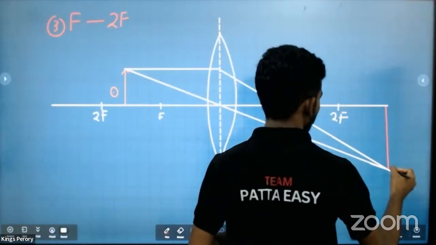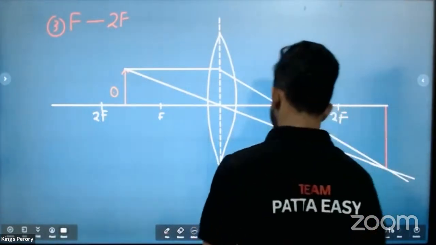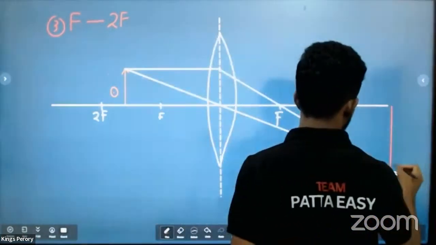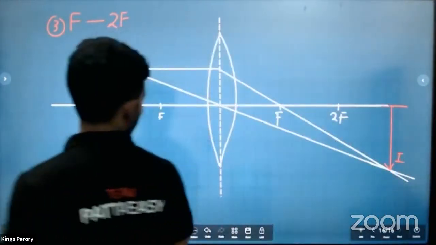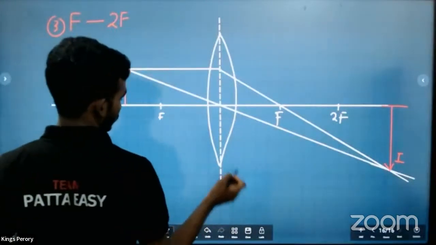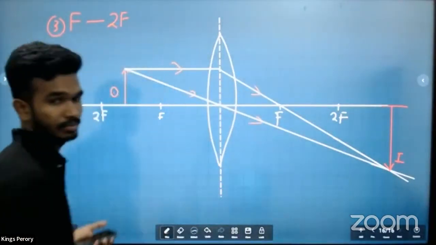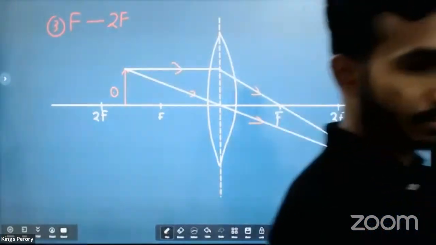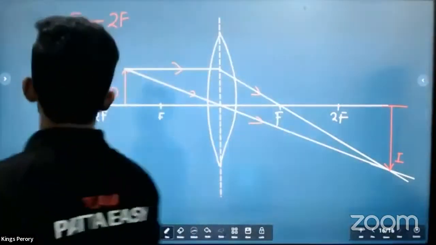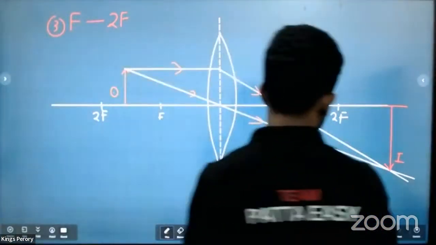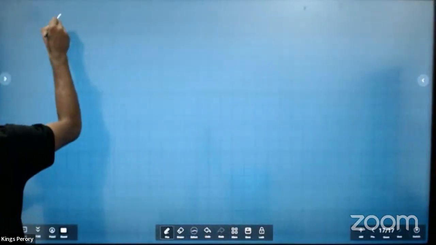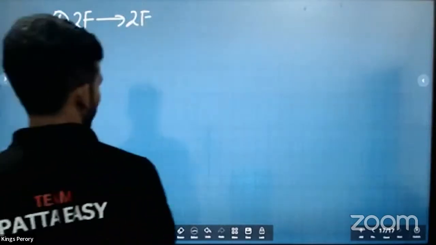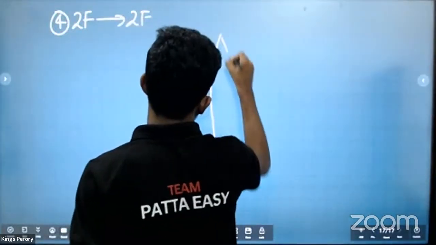That is your image point. If I draw, that is the image, that is the object. Don't forget the arrows. Now it becomes bold, no? That's the same thing now gets repeated. For object at 2F, the image also at 2F, the opposite thing, 2F, 2F. There you go, convex.